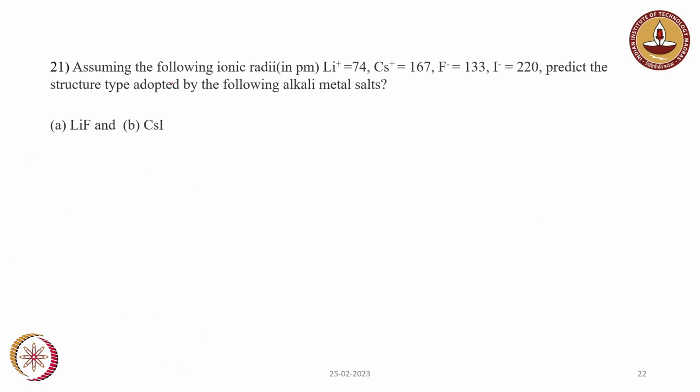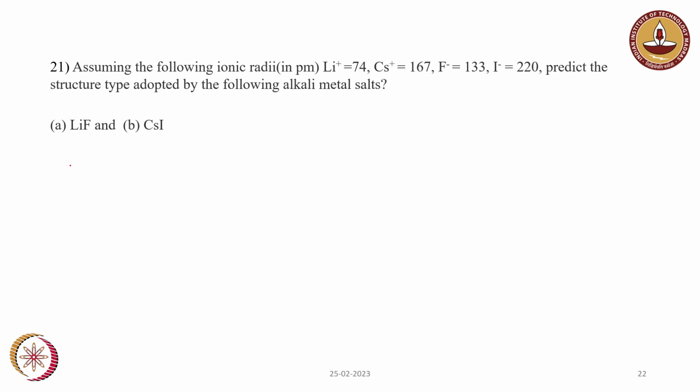The next question is, assuming the following ionic radii in picometer, lithium ion has 74, cesium plus has 167 picometer, F minus is 133 picometer, and I minus is 220 picometer, predict the structure type adopted by the following alkali metal halides, LiF and CsI.